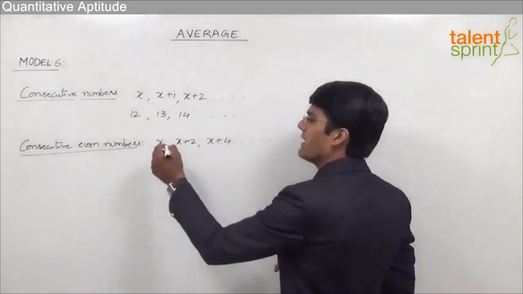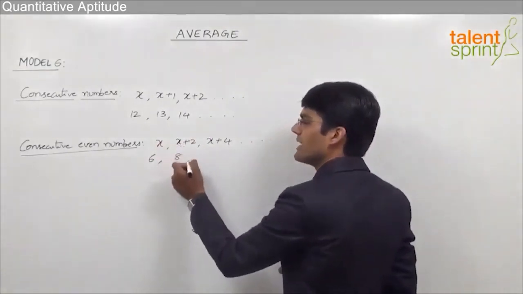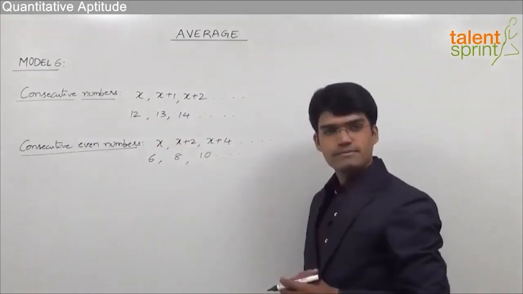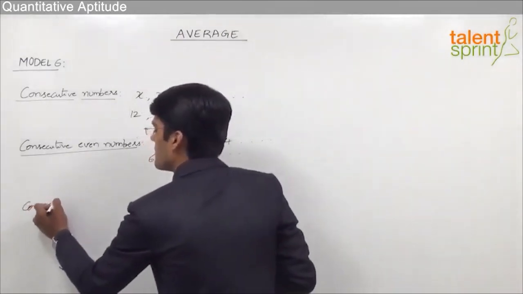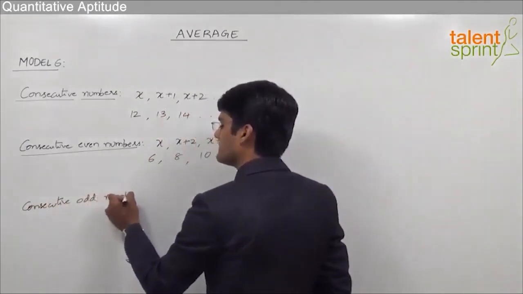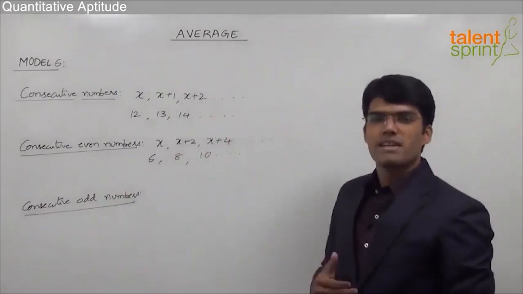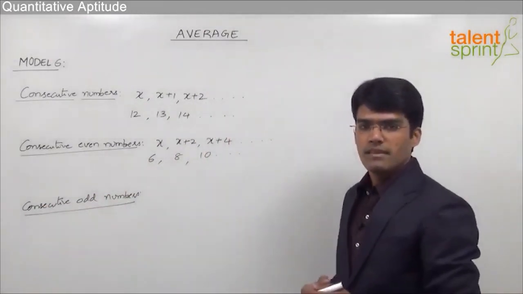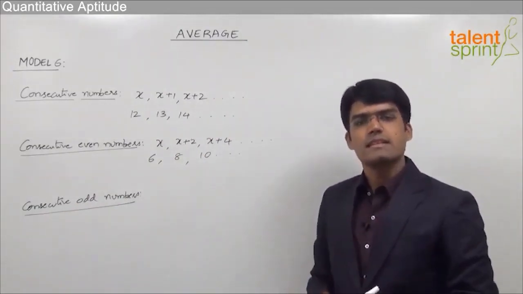Let us take an example. Let us assume x is equal to 6. So the next number will be 6 plus 2, that is 8. Then we have 6 plus 4, 10 and so on. And the last point here is consecutive odd numbers. What are consecutive odd numbers? Consecutive odd numbers are nothing but the numbers which are odd in nature and come one after the other in a sequence. For example, 1, 3, 5, 7 and so on. These are consecutive odd numbers.